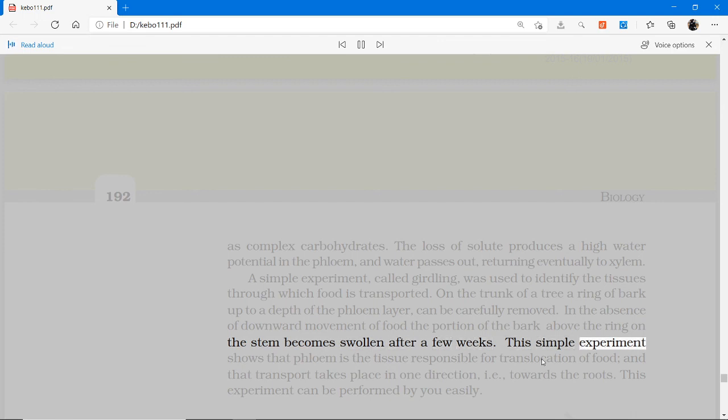This simple experiment shows that phloem is the tissue responsible for translocation of food, and that transport takes place in one direction, i.e., towards the roots. This experiment can be performed by you easily.